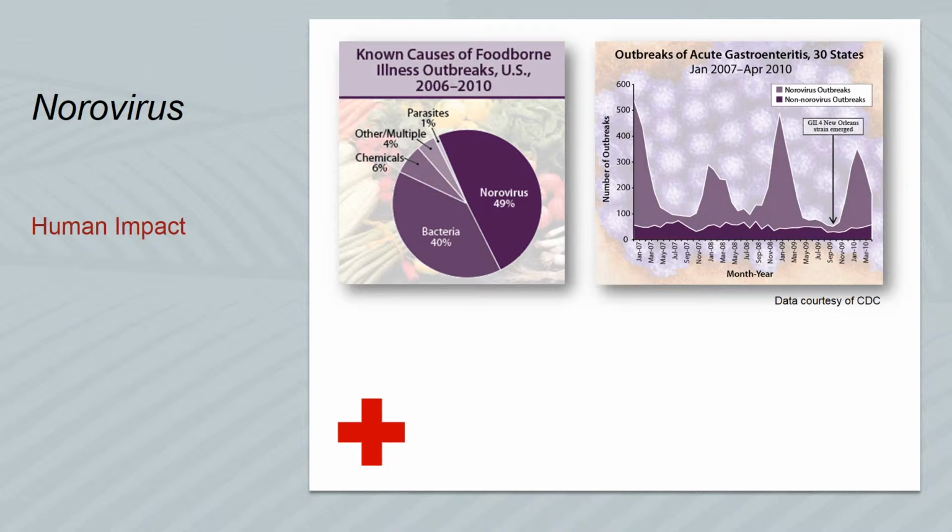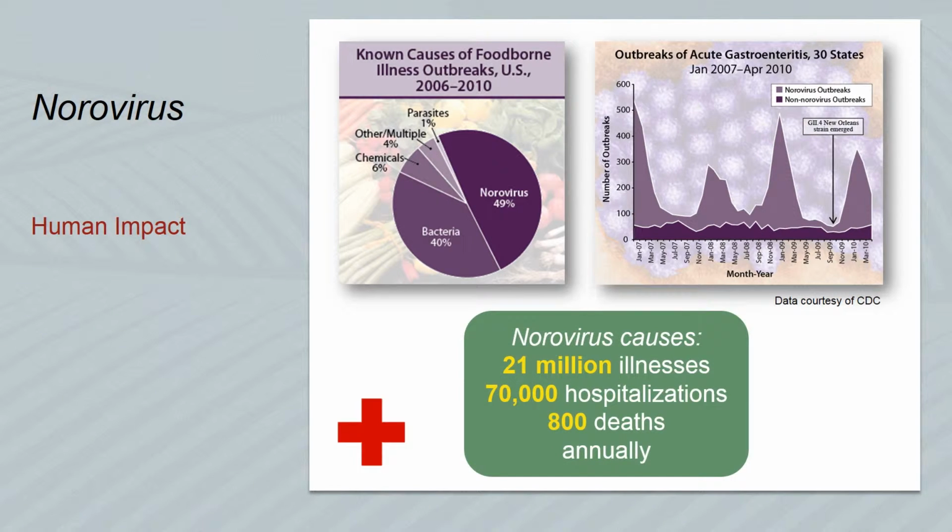Norovirus is the most common cause of foodborne disease in the U.S. Data from the Centers for Disease Control and Prevention indicate that norovirus causes an estimated 21 million illnesses and contributes to 70,000 hospitalizations and 800 deaths annually.